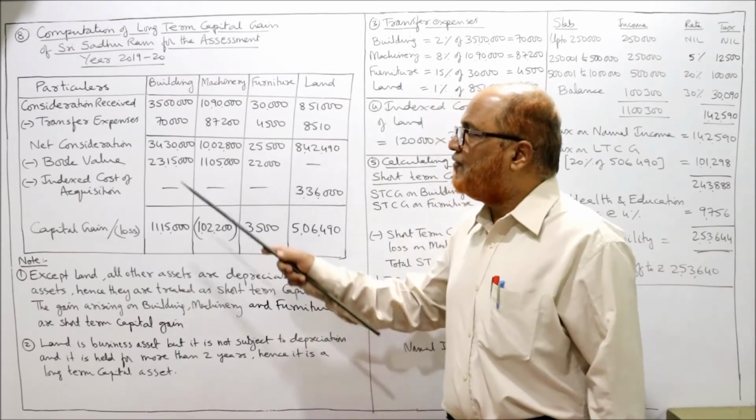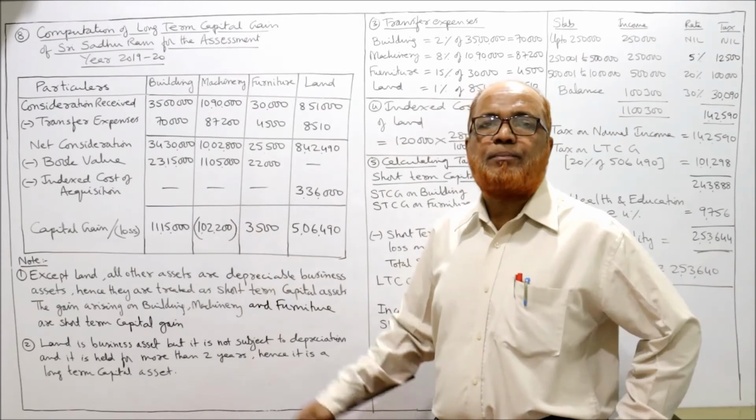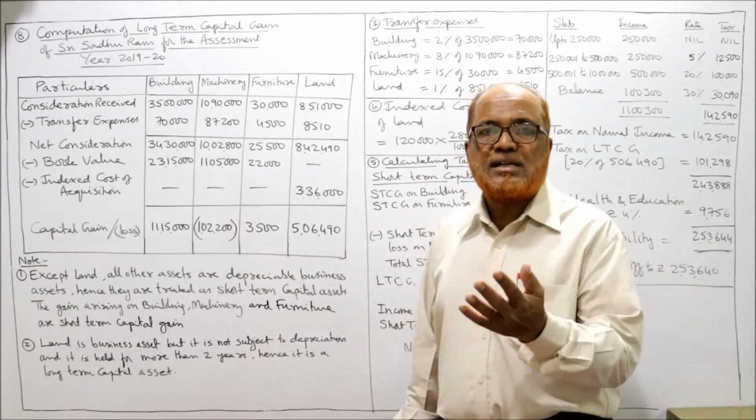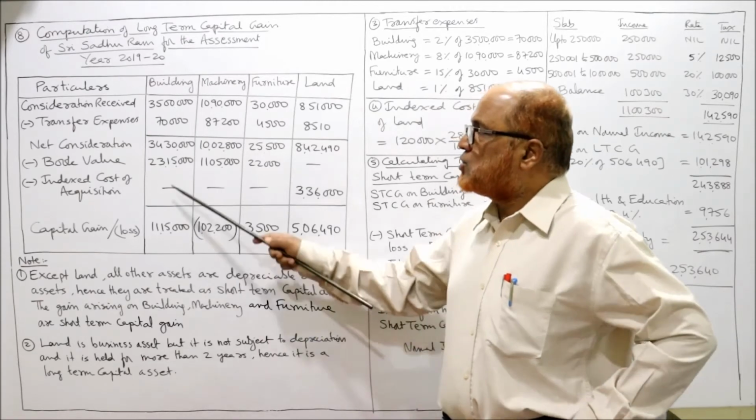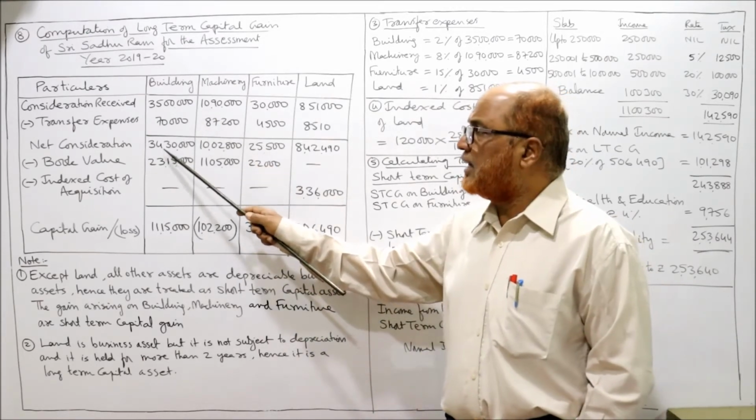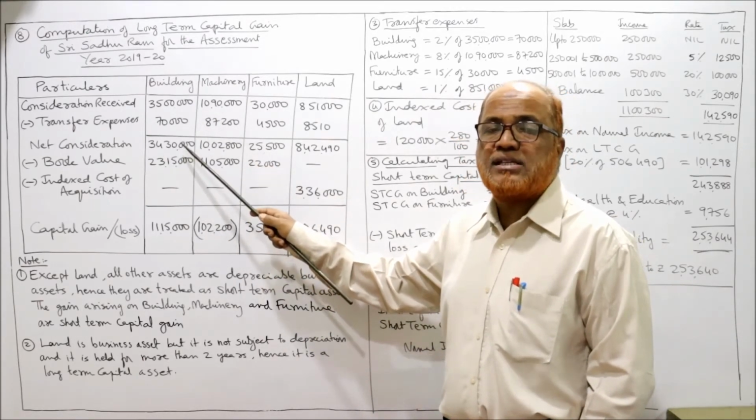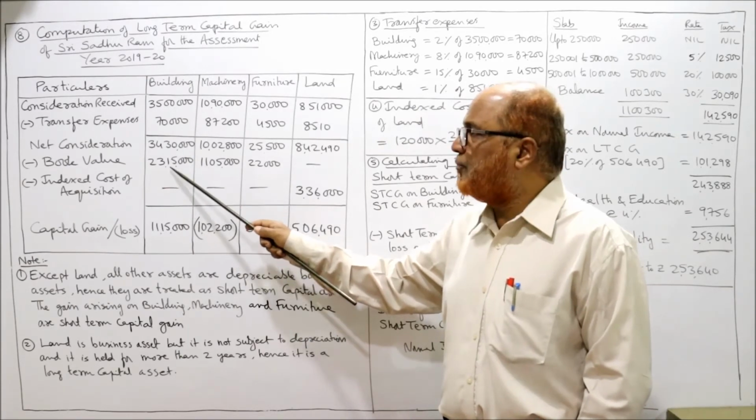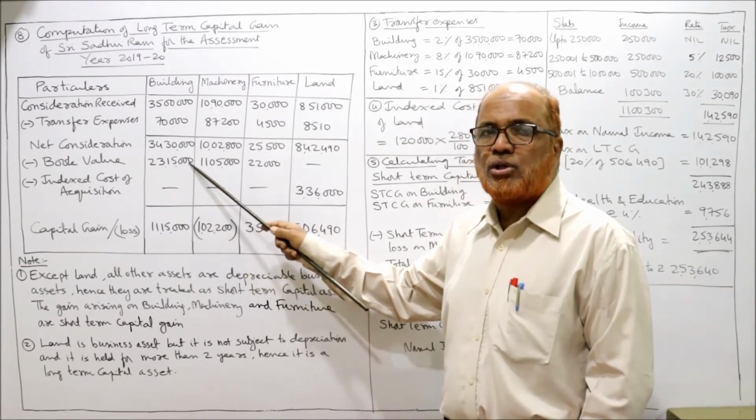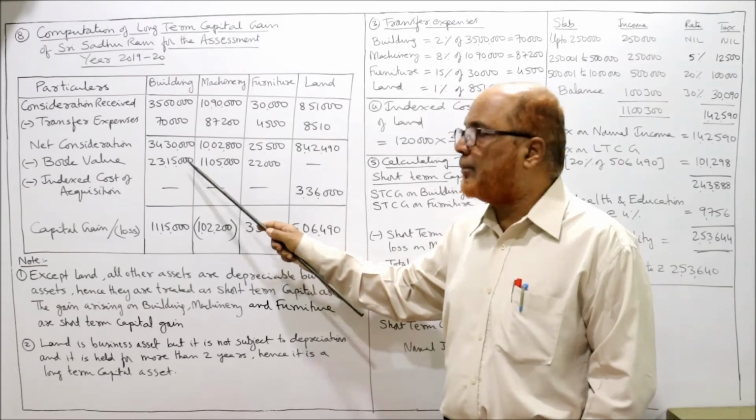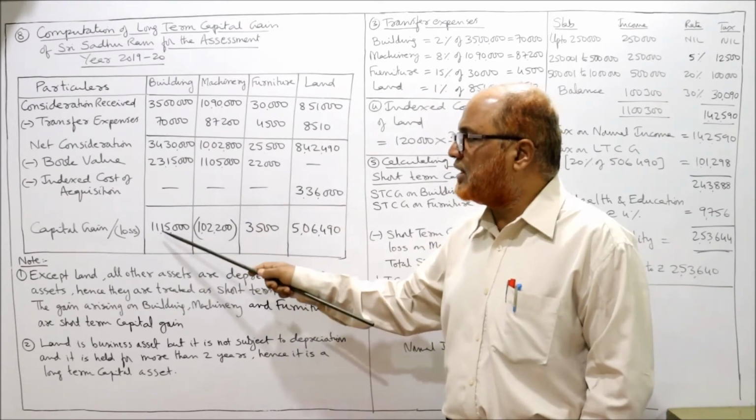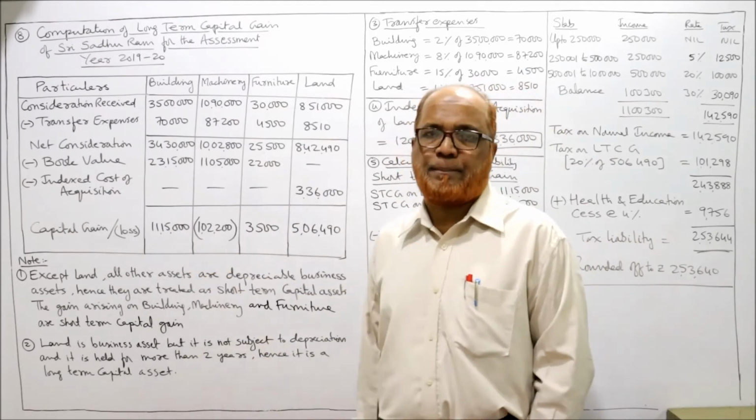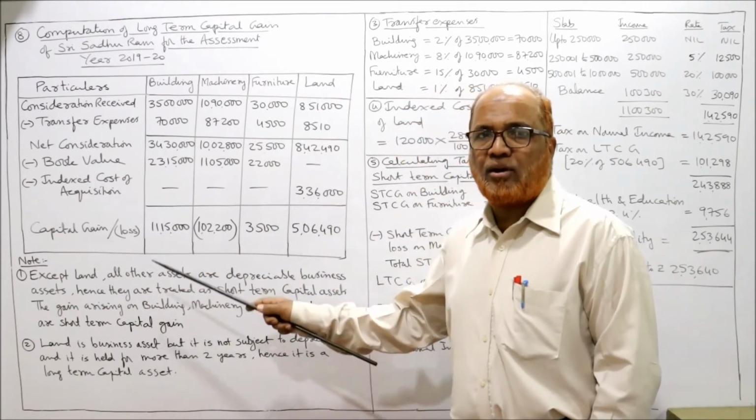In this case, from net consideration, we subtract the book value. What is the written down value of the asset, the book value of the asset? So in case of building, 34 lakh 30,000 is the net consideration, and the book value of building is 23 lakh 15,000. So you are going to get a short-term capital gain of 11 lakh 15,000. So 11 lakh 15,000 is the short-term capital gain on building.